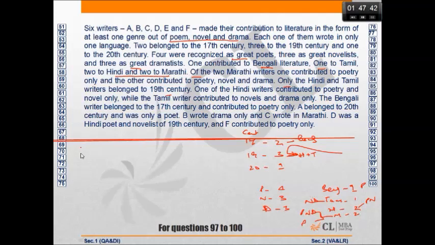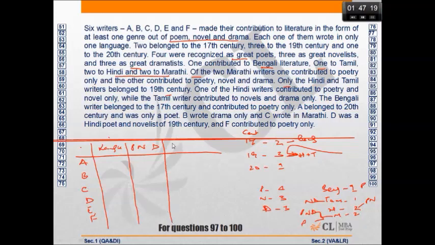Okay, let me just write it down here. So we have A, B, C, D, E, F. The first thing I need is the language. The next thing is poetry, novel, and drama, what it is that they are doing. Then we have the century. A belonged to the 20th century and is only a poet, nothing else. B wrote drama only.